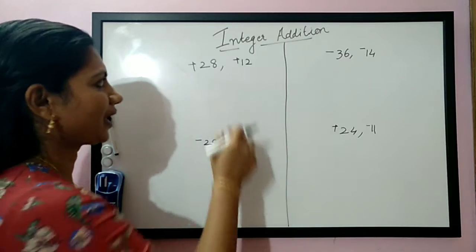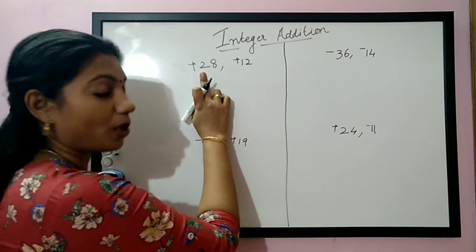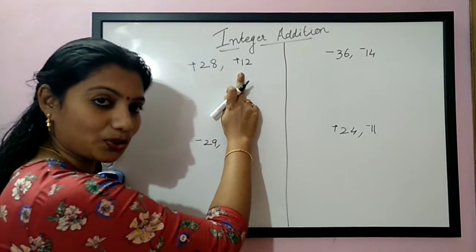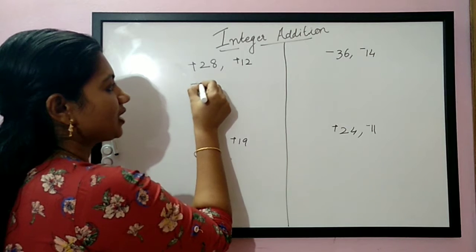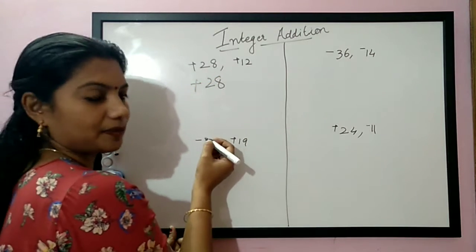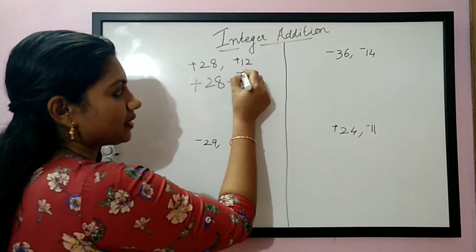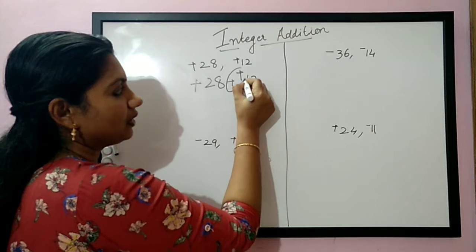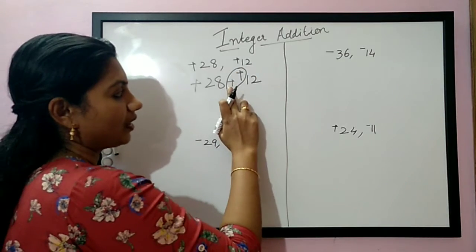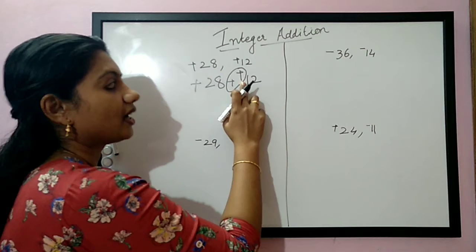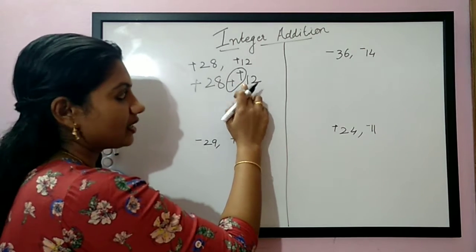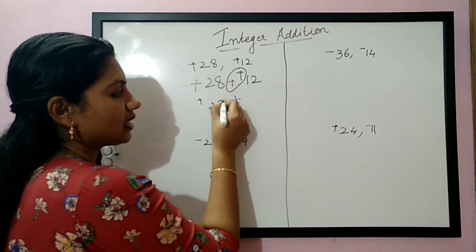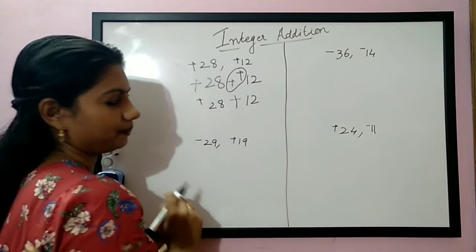Let's look at this. I have two numbers, positive 28 and positive 12. How do I add these two? I write positive 28 plus positive 12. Now I will be looking at these two signs. This is plus, this is plus. So two positive signs become positive. I write positive 28 plus 12.